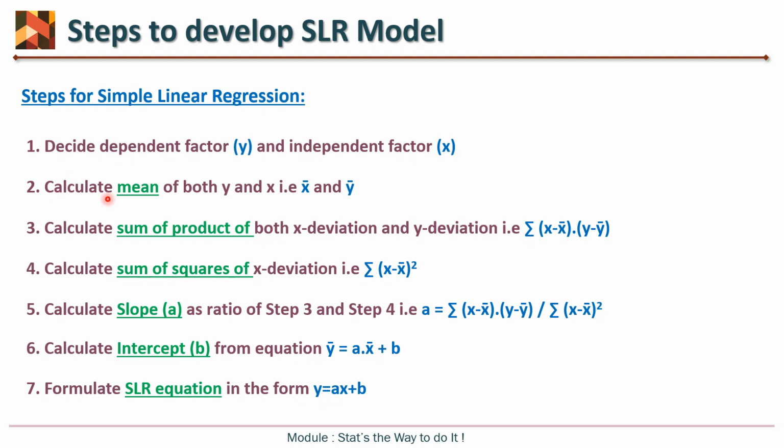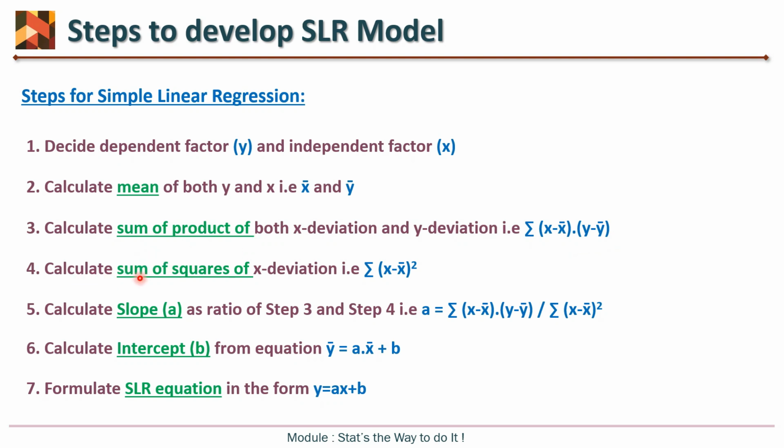Then the second step is to calculate the mean of x and y. Here it is called x bar and y bar. Then the third step, the underlined green part, is very important. The third step is we will calculate the sum of product of x deviation and y deviation. Now what is this deviation? It is how much the value of x is deviating from its own mean. So you can see x minus x bar is x deviation and y minus y bar is y deviation. So we are taking the sum of product of these. I will explain it later in a table.